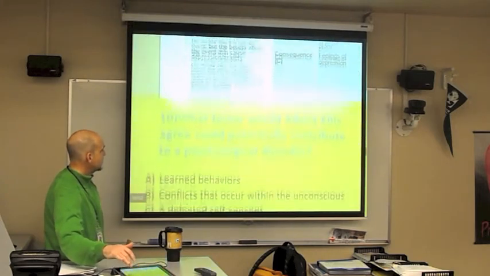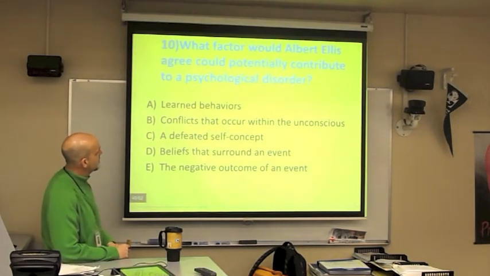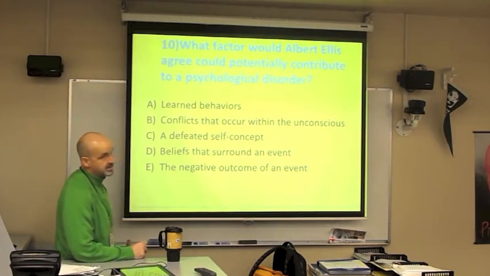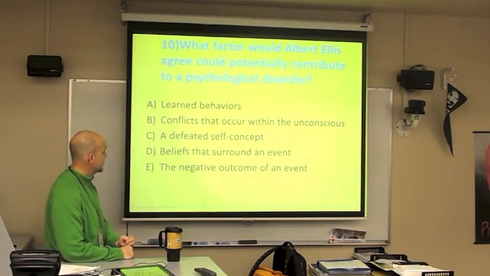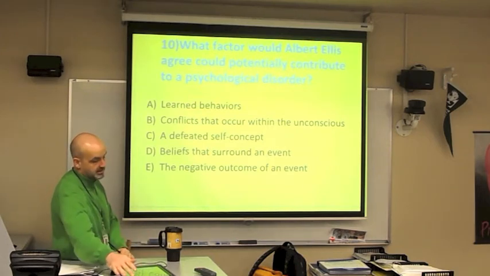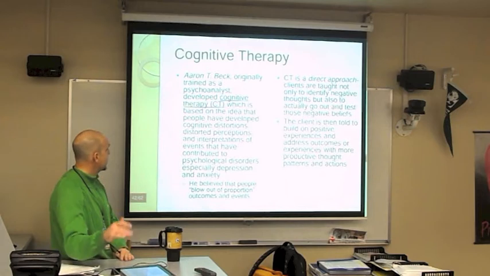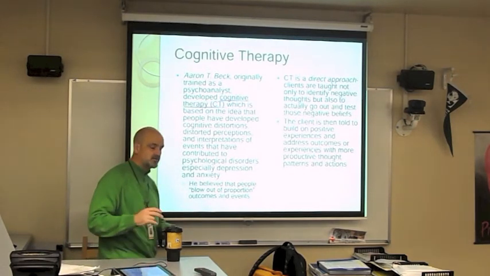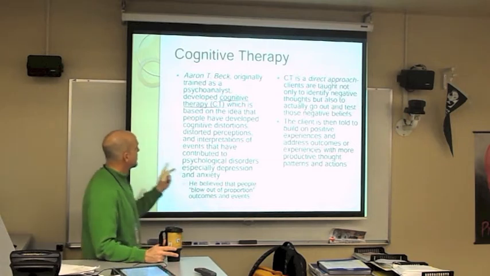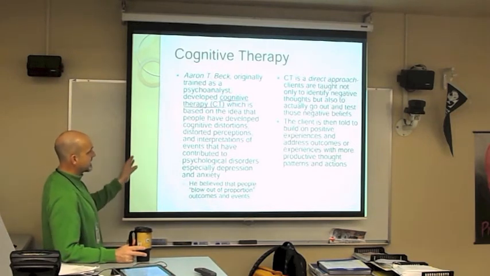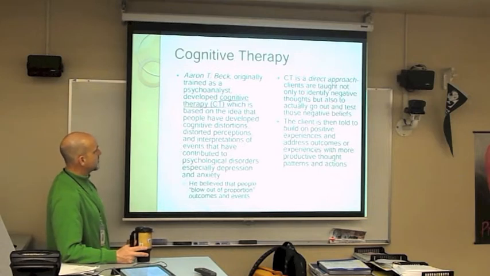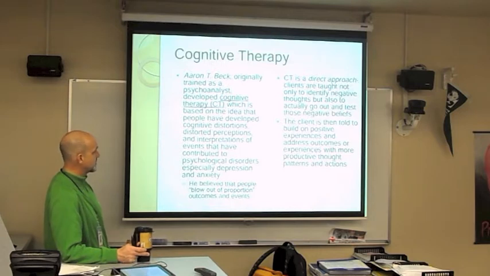Now, what factor would Albert Ellis agree could potentially contribute to a psychological disorder? In the ABC model that we just went over, most of you would say yes, that's the belief that's around the event, which is letter D. Now, cognitive therapy is a little bit different version than REBT by Ellis. Beck originally trained as a psychoanalyst and again got away from the unconscious mind. He came up with what was called CT therapy or cognitive therapy, which is based on the idea that people have developed cognitive distortions, distorted perceptions and interpretations of events that contribute to psychological disorders. He believed people blow things out of proportion more than anything.